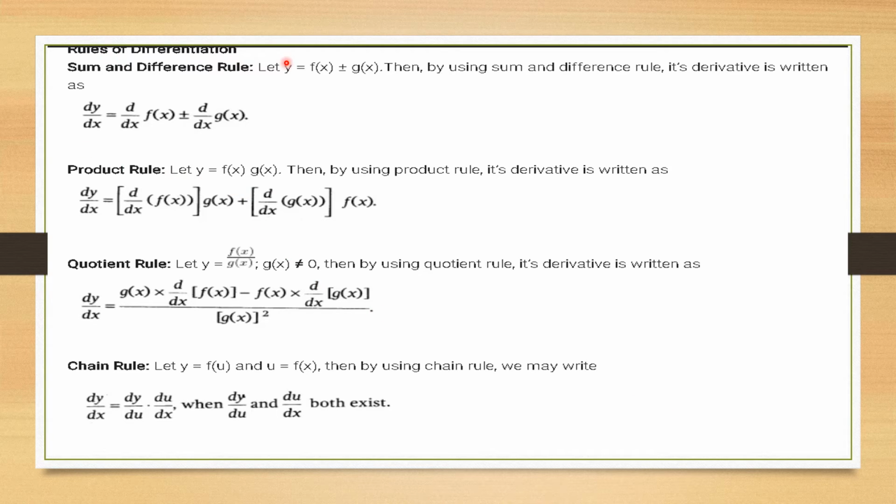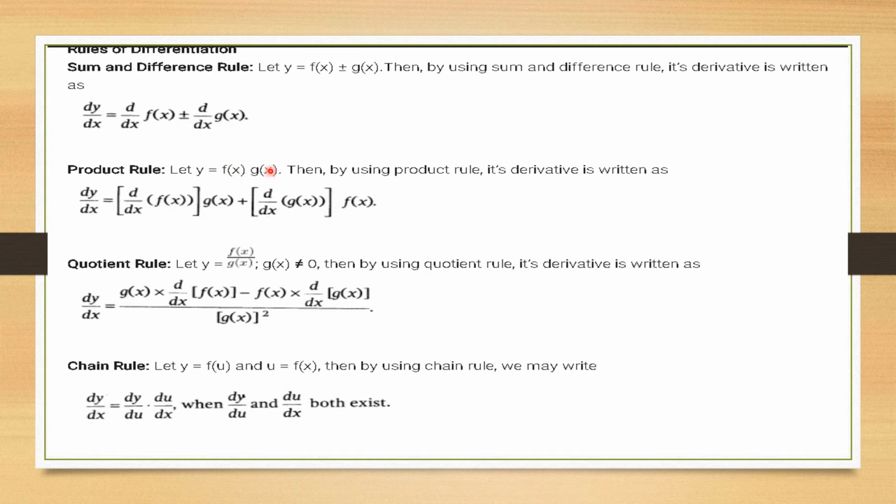What were the rules of differentiation? Let us remind once again, the sum and difference rule. If y is f(x) plus g(x) or f(x) minus g(x), then how can we differentiate? We will differentiate it independently. That is dy by dx is equal to d/dx of f(x) plus or minus, howsoever it is, d/dx of g(x).